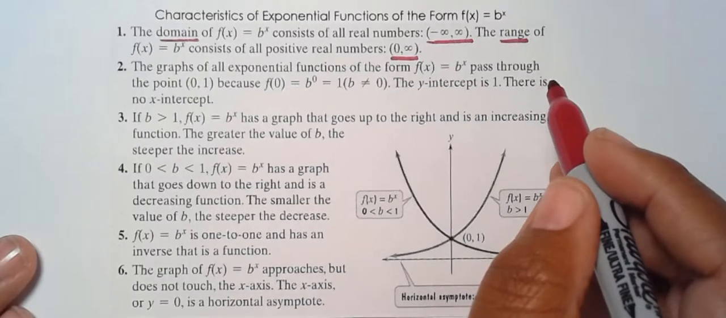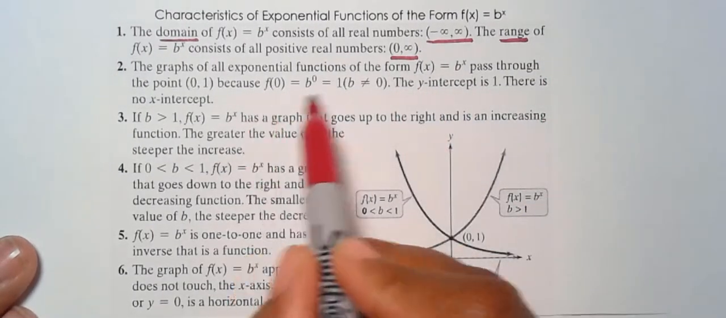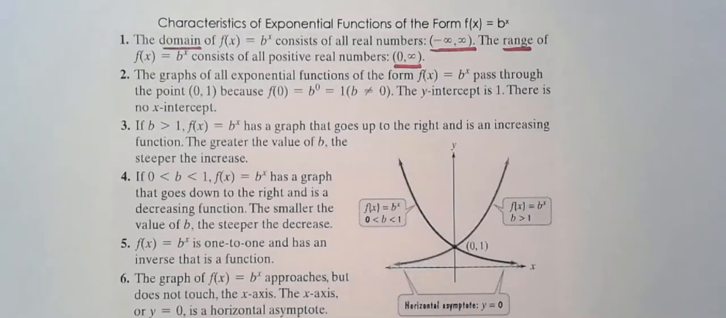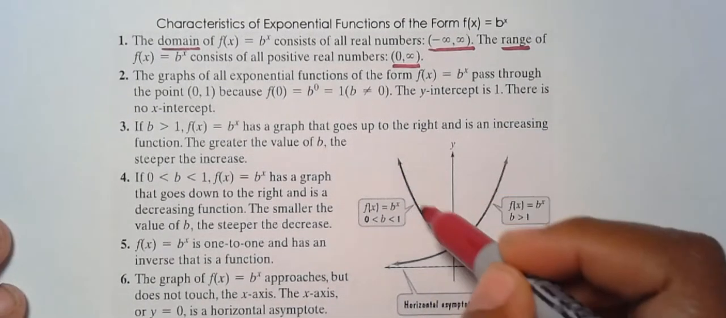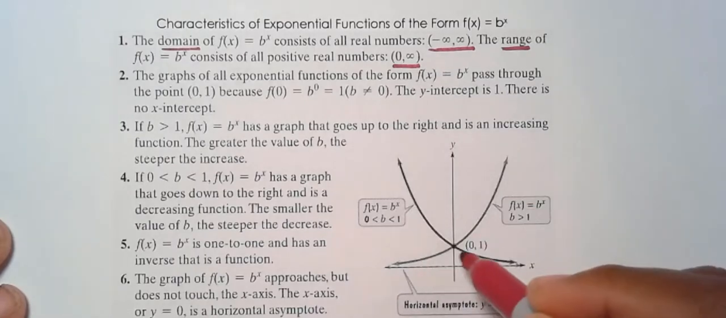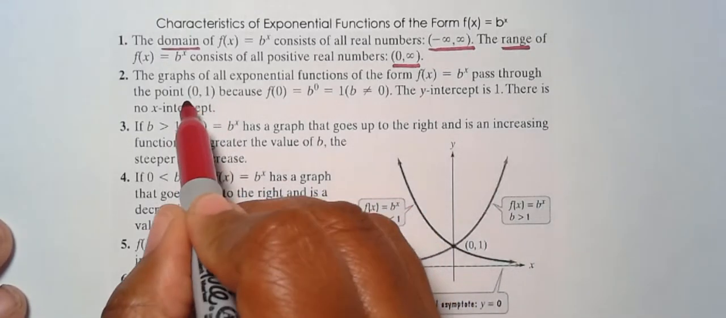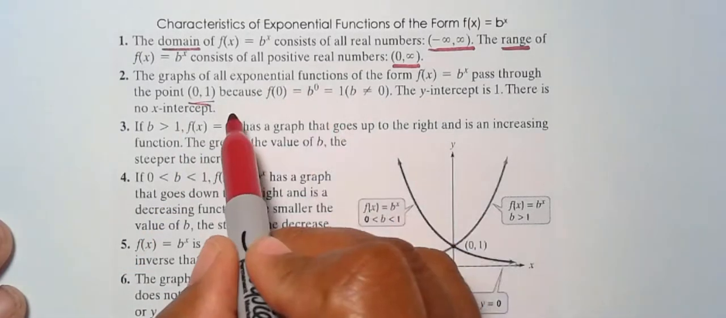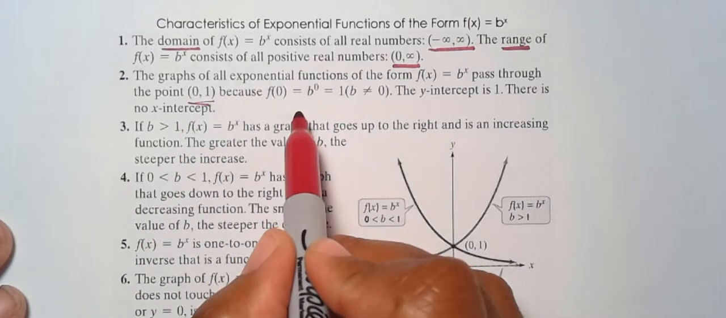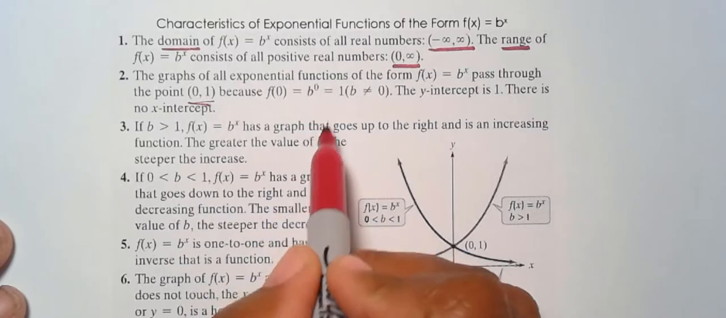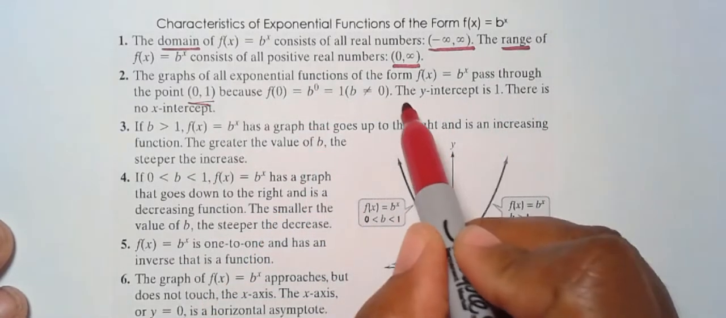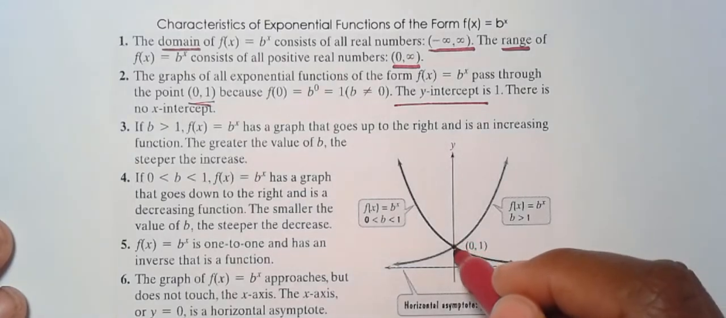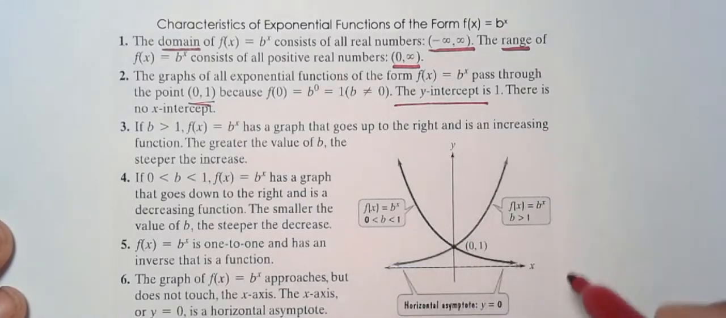Now, what's going to be consistent whenever you graph an exponential function is that the graphs are going to pass through a certain point, and it's going to pass through 0, 1. It says because whenever we find f of 0, we're going to get b to the 0 power, which is 1. There will be a y-intercept, which is at 0, 1, but there will never be an x-intercept.